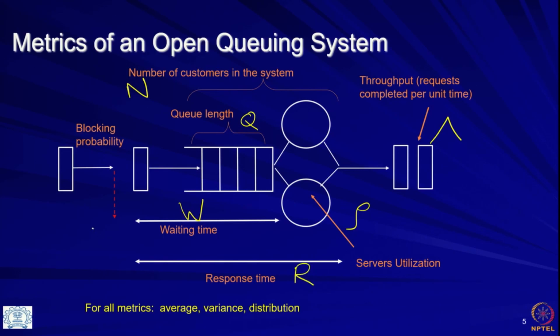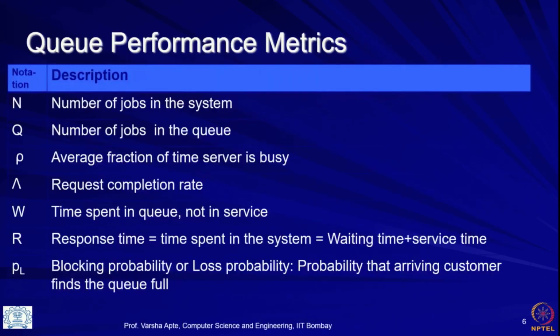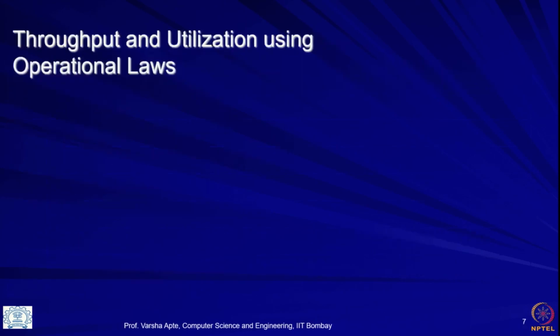And for finite buffer systems, we also have a blocking probability. We will use the symbol PL for loss for this. Okay. And this is a table that is again reminding you of all of this. Remember N, Q, rho, capital lambda, waiting time W, response time R, PL, blocking probability. So, when you look at the slides apart from the lecture, you can refer to this table for the metrics of the system. Now, let us move on to how we derive this.